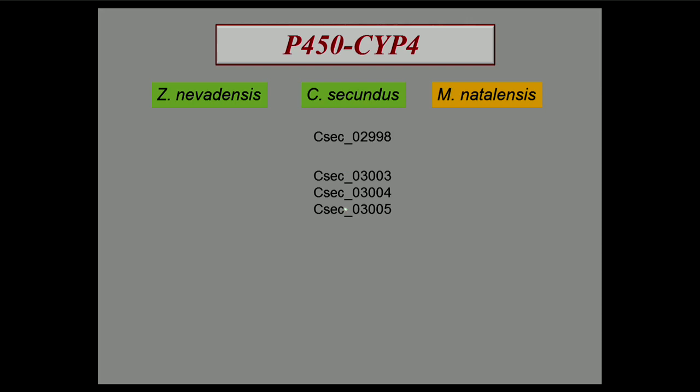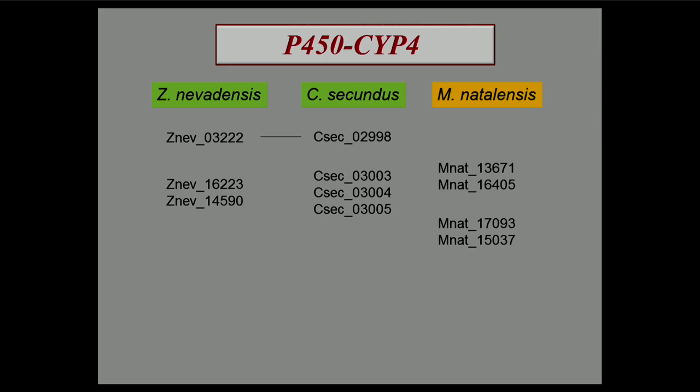And this P450 gene is shared, so we have a close ortholog in Zootermopsis nevadensis. And Zootermopsis nevadensis has its own duplications also of this P450 gene. And when we look now at Macrotermes natalensis, there is no close ortholog for our gene, and also not for the P450s. It has its own duplications of this gene.